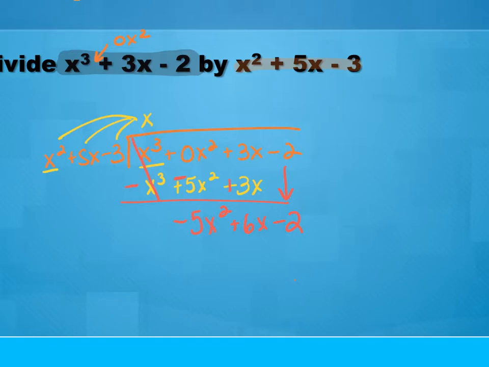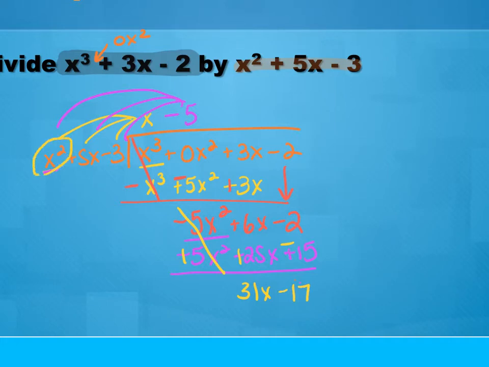Still with me? Repeat that process. What do I multiply x squared by to get to negative 5x squared? Negative 5. Good. So negative 5 gets multiplied times all three terms. Negative 5 times x squared, which is negative 5x squared. Negative 5 times positive 5x, negative 25x. Negative 5 times negative 3, positive 15. Change your signs and add. Negative 5x squared, positive 5x cancels out. 6x plus 25x becomes 31x. Negative 2 minus 15, negative 17.